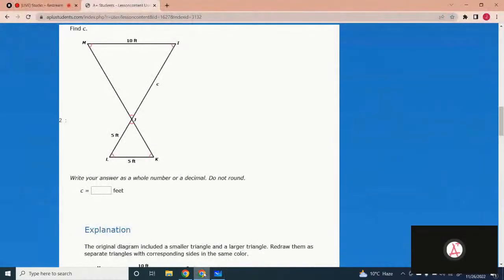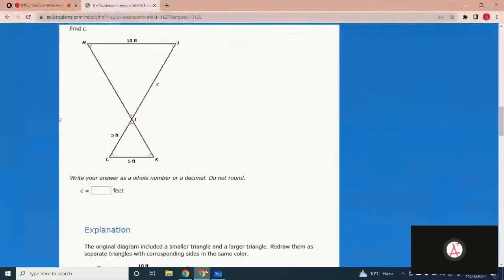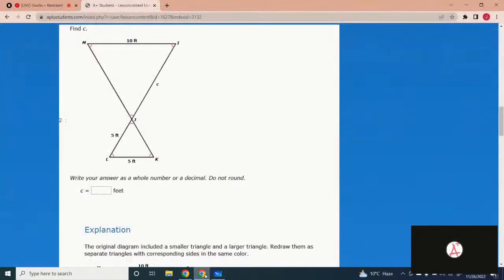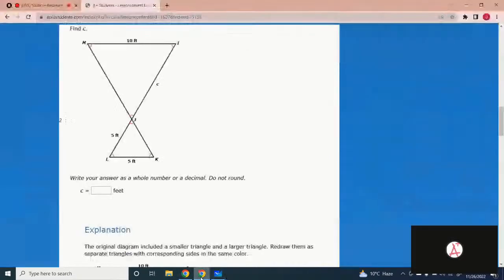And the name of the smaller one is L, K, and J. Okay, so you are given with the LK is 5 feet, and LJ is 5 feet. Okay, JI. Okay, you have to find the value of the C. Got it?